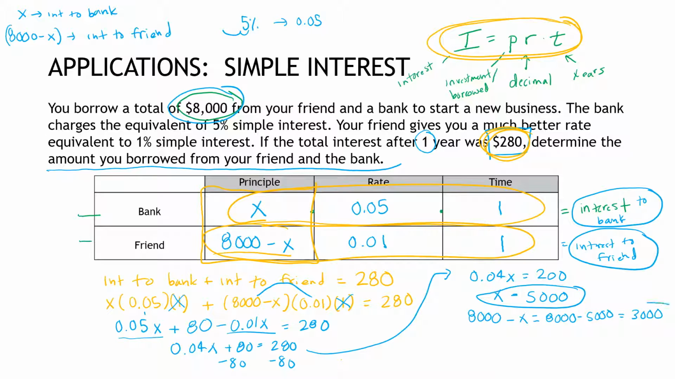which means, again, I would write a sentence, which I'm not going to do right now for the sake of time, but if you were doing this for an assessment, you would say, I borrowed $5,000 from the bank and $3,000 from my friend.